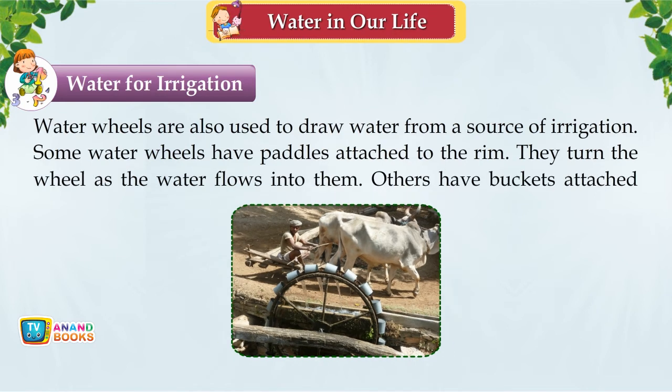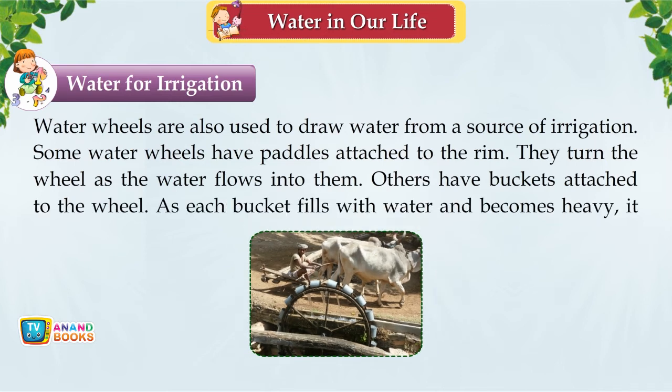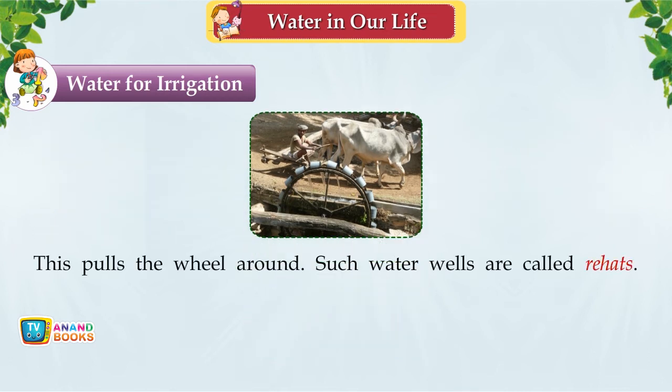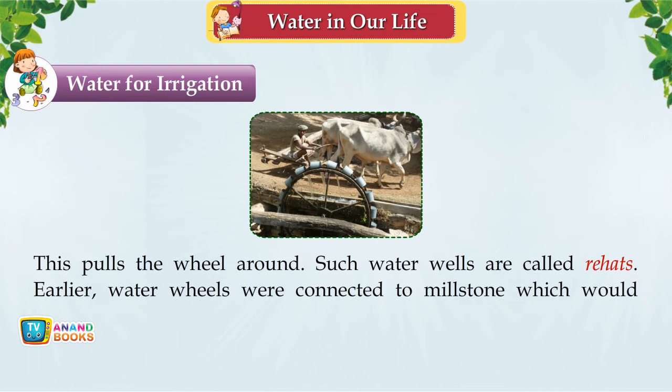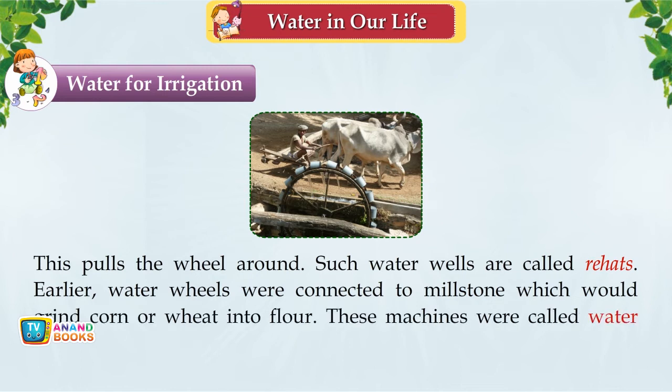They turn the wheel as the water flows into them. Others have buckets attached to the wheel. As each bucket fills with water and becomes heavy, it moves upwards. This pulls the wheel around. Such water wheels are called rehats. Earlier water wheels were connected to millstones, which would grind corn or wheat into flour. These machines were called water mills.